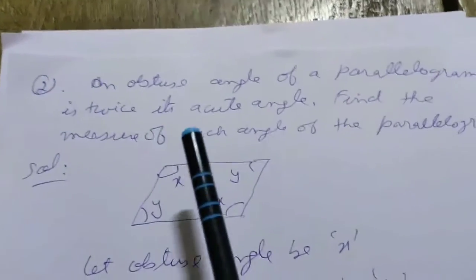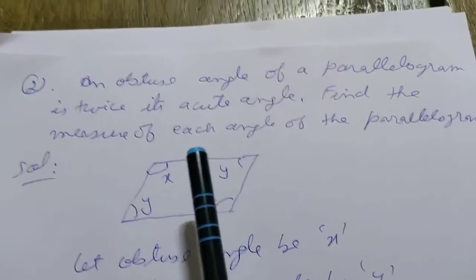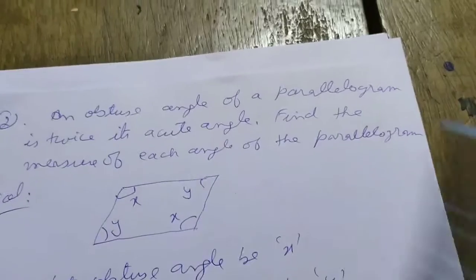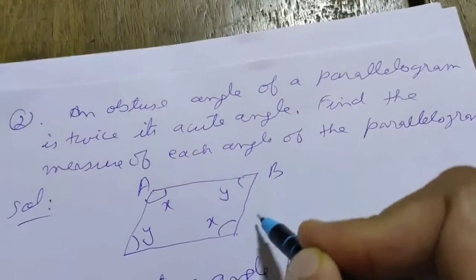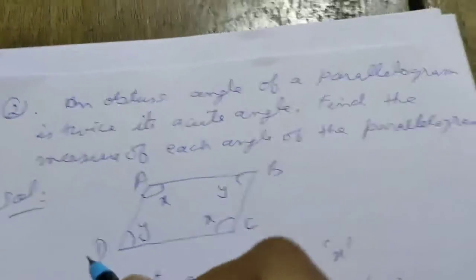Now see here, what is given to us, what is being asked to us: find the measure of each angle of the parallelogram. So how many angles are there? There are 4 angles. Suppose this is A, this is B, this is C, and this is D. So we'll find the value of all these 4 angles.